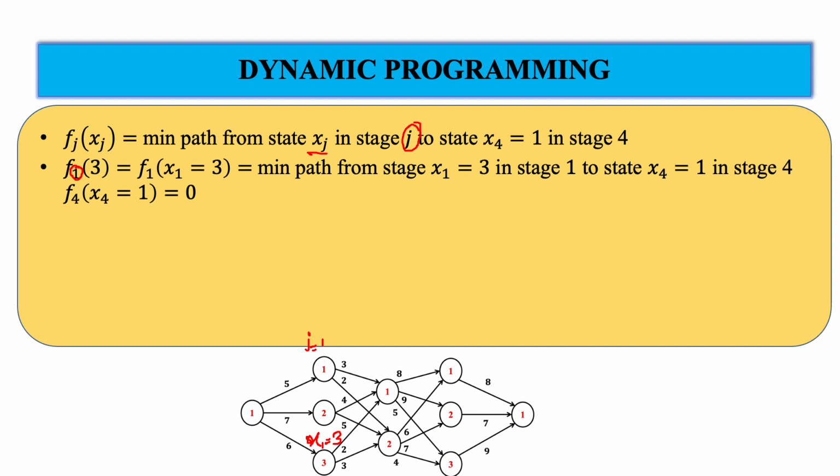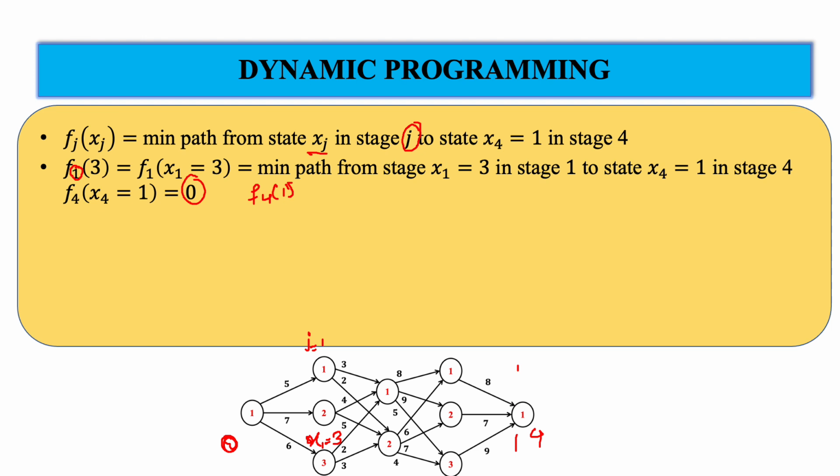Similarly, suppose someone asks you to find f4(x4 equals 1), or f4(1). It says you have to find, in stage 4 state 1, the distance from this node to the final state. That is this node itself, so the value is 0. So we have to find the minimum distance from the 0th state to the 4th stage.